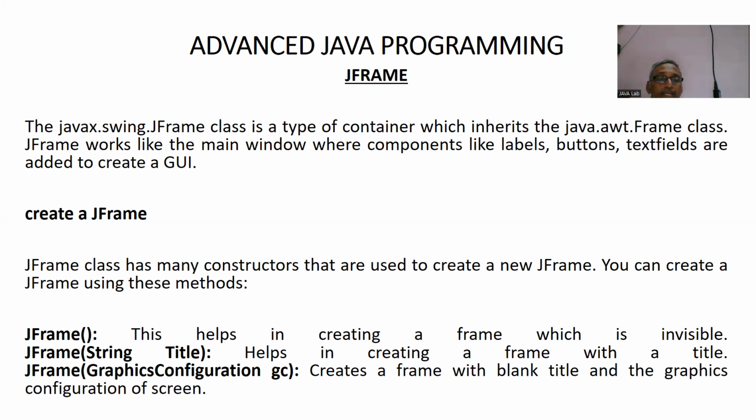The JFrame class has many constructors that are used to create a new JFrame. We can create a JFrame using some methods. JFrame with an empty constructor helps in creating a frame which is invisible. JFrame(String title) helps in creating a frame with a title. JFrame(GraphicsConfiguration gc) creates a frame with a blank title and the graphics configuration of the screen. Now let's see one example.